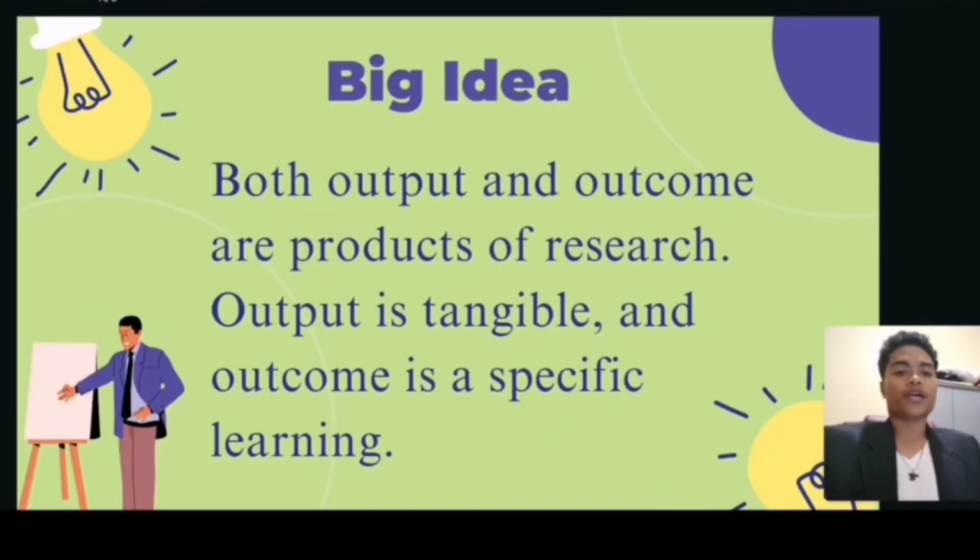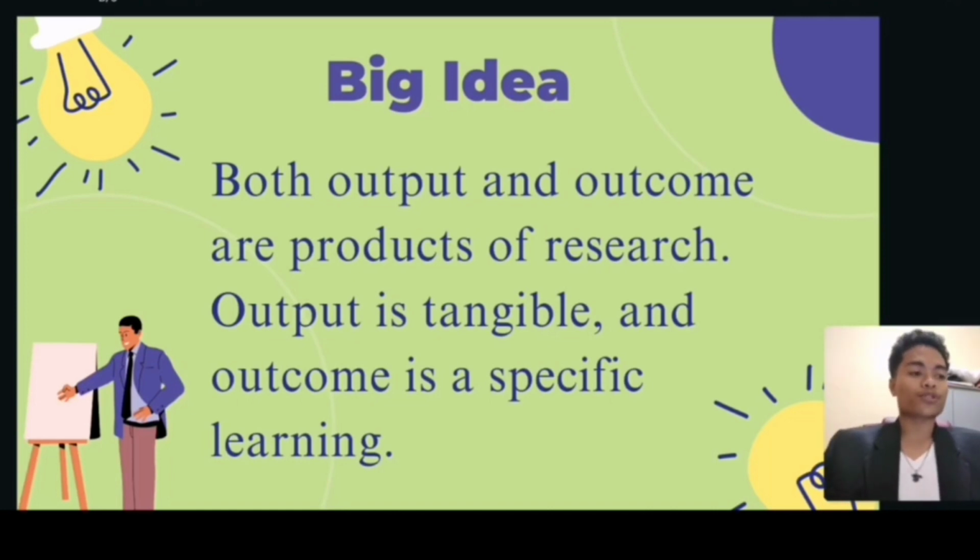So here in our big idea, it says that both output and outcome are products of research. Output is tangible and outcome is a specific learning. So, in getting output in research, the term output typically refers to tangible or measurable results that are produced during the research process. And these outputs can include data, experimental findings, reports, publications, prototypes, models, or any other concrete deliverables that emerge from the research activities.